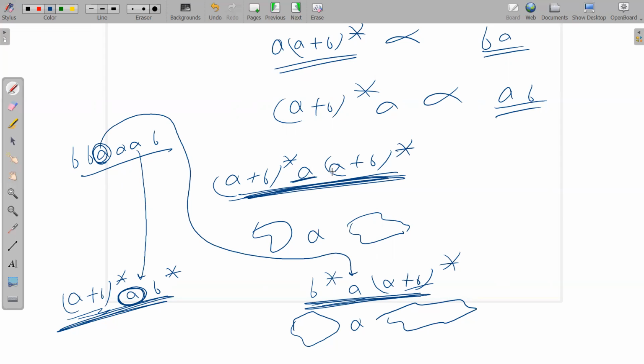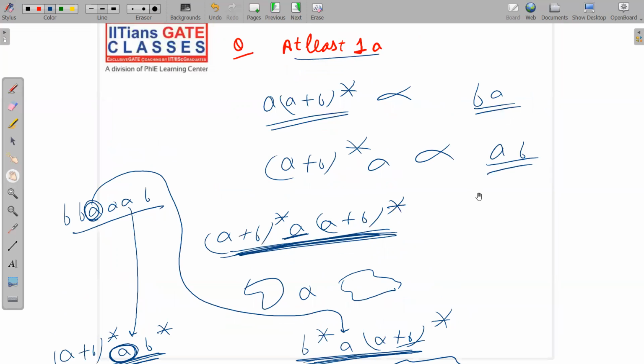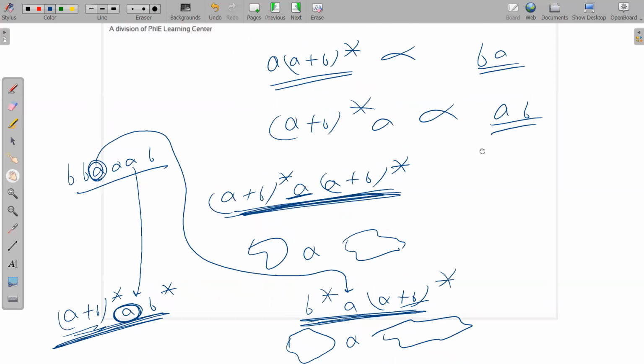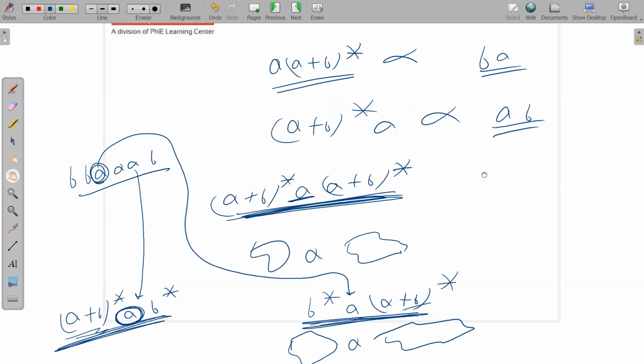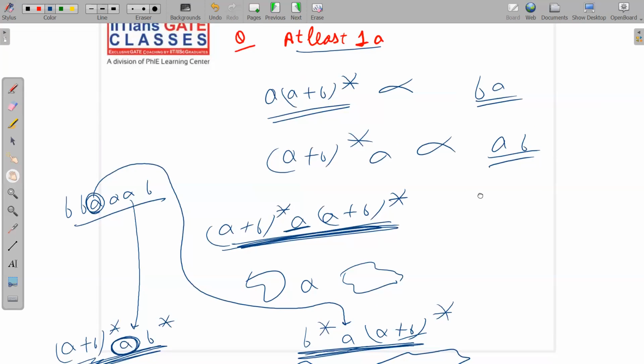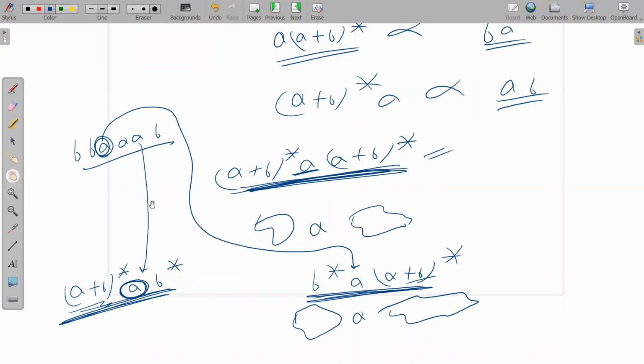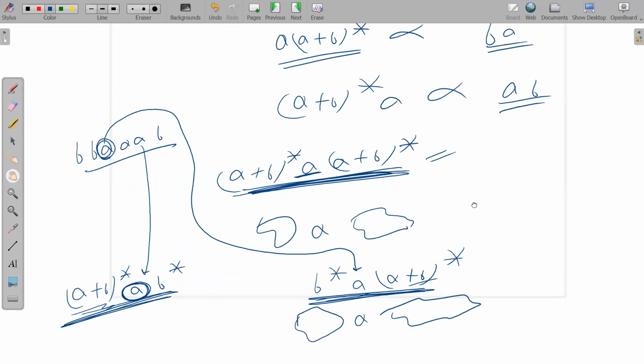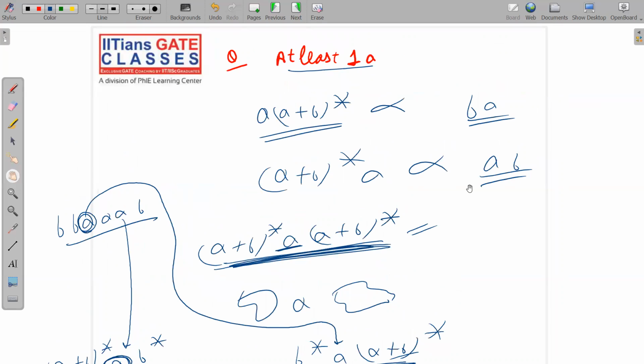Anyway, I talk about all these things in detail in the advanced course, but I got it in my mind, that's why I have discussed it. So if you are getting it, then it's okay, or you can just leave it. But you should remember that for at least 1A, this is the regular expression. And two more ways are like this also. So this is at least 1A.